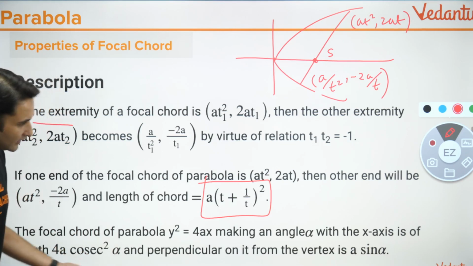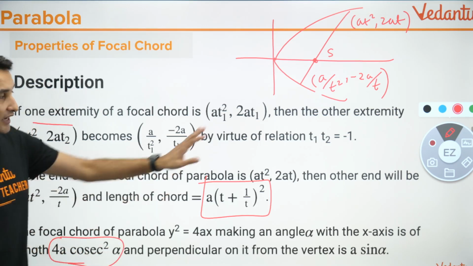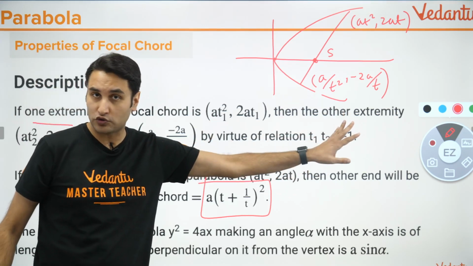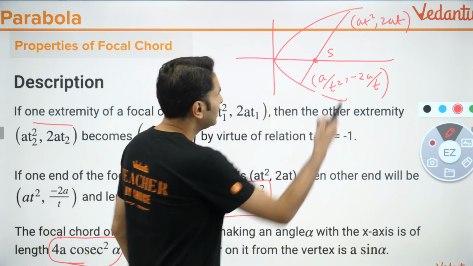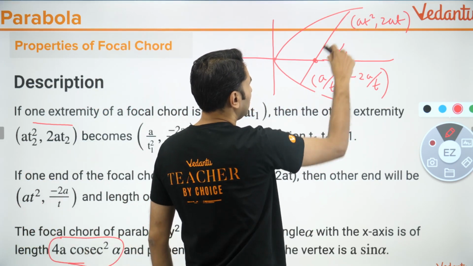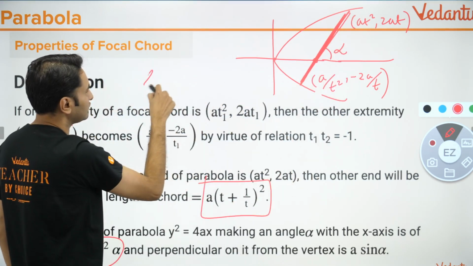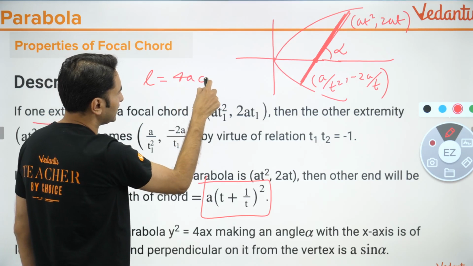Another result which you can remember is this: the length of the focal chord. But as I said, I didn't use any formula to solve the problem. If you want to remember, another method is, if this angle is alpha, then the length of the focal chord is always equal to 4a cosecant square alpha.